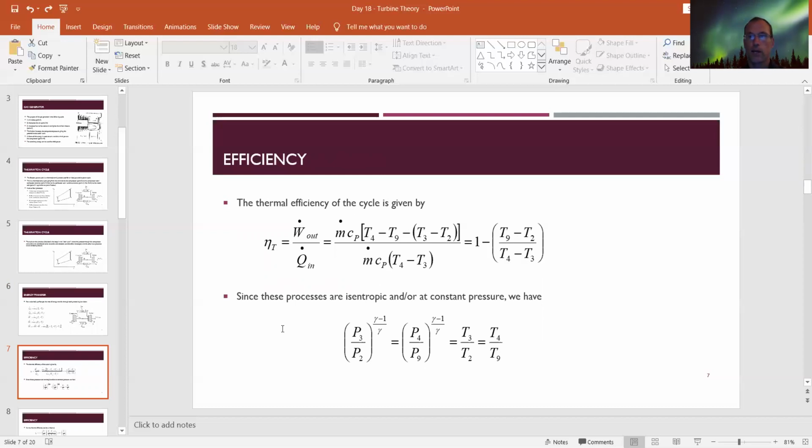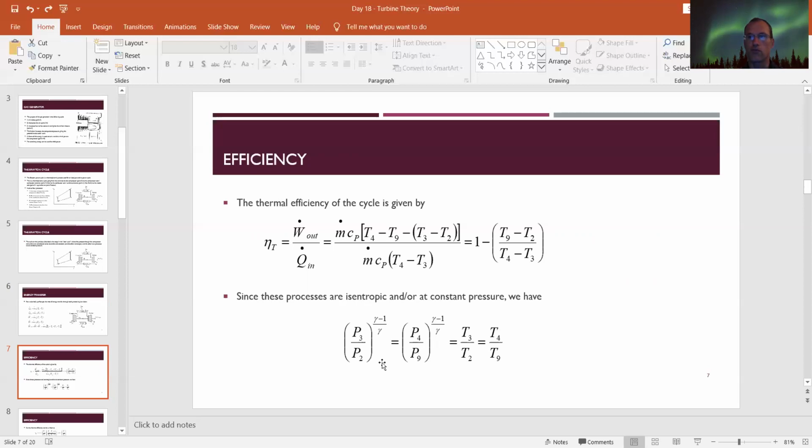And then here's where my assumptions come in. So I'm assuming my processes are either isentropic or at constant pressure. So if you remember, from 3 to 4 was a constant pressure, so P3 and P4 are the same thing. From 2 to 9 is a constant pressure, so P2 and P9 are the same thing. That way P3 over P2 is the same thing as P4 over P9. And then from 2 to 3 and from 4 to 9, I have isentropic processes. So for an isentropic process, I get the relationship of the pressure ratio to the gamma minus 1 over gamma power.